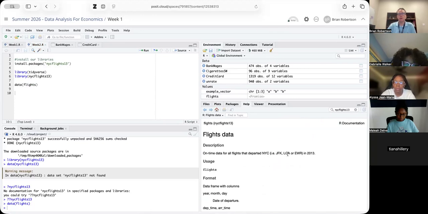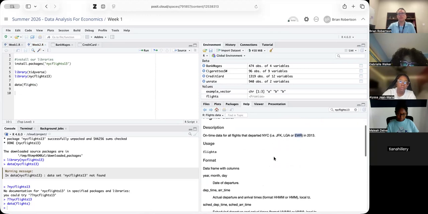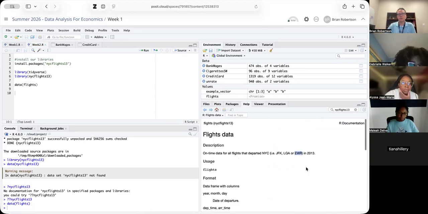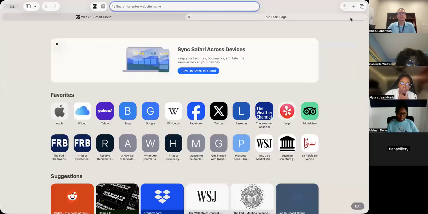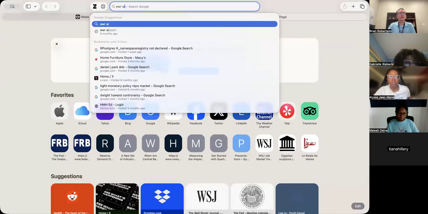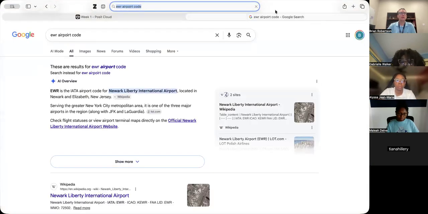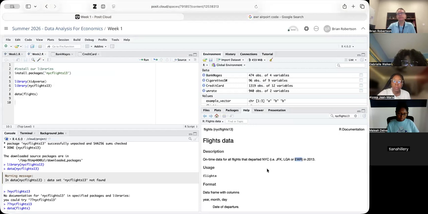So JFK, LaGuardia, and what's EWR? I'm not sure what EWR is in 2013. You guys know what the EWR airport code is? I don't. Let's look that up. We can look that up very easily. EWR airport code. Newark. That was Newark. Okay, cool. So JFK, LaGuardia, and Newark in 2013.